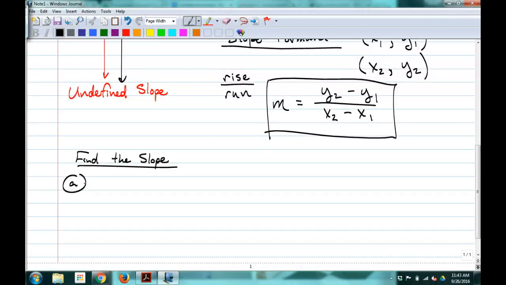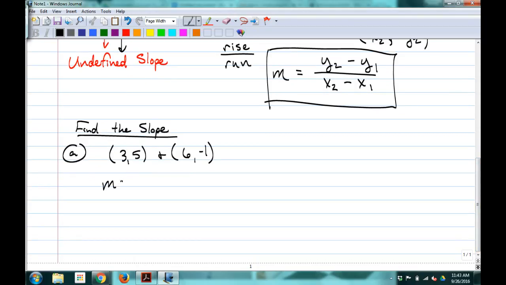Example A. Here are two ordered pairs, (3, 5) and (6, -1). We're going to find the slope of the line that would connect those two dots. Okay, so we're going to use the slope formula. Y2 minus Y1 over X2 minus X1. Plug in the stuff you know. Which Y value do you guys want to start with?